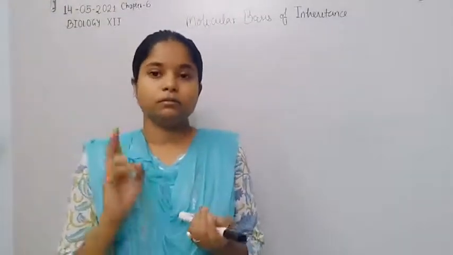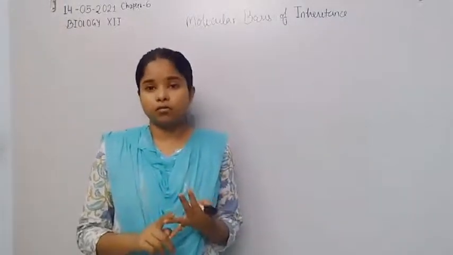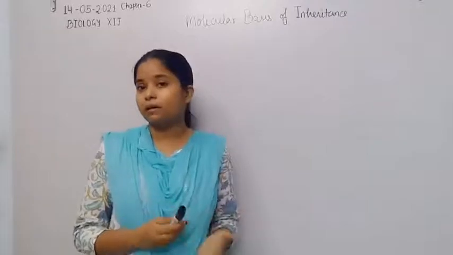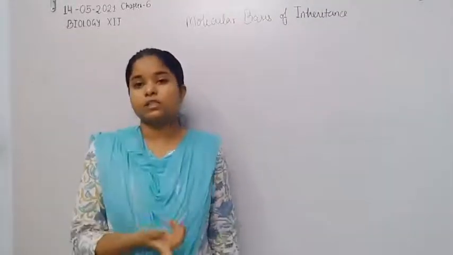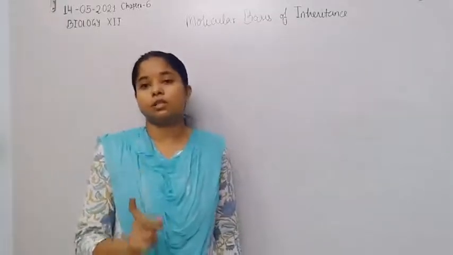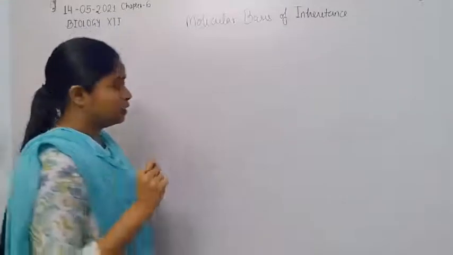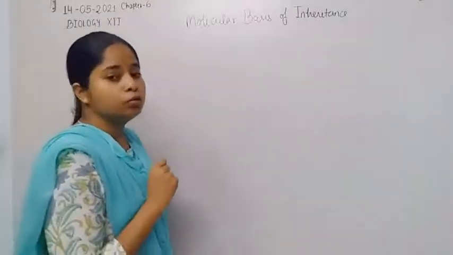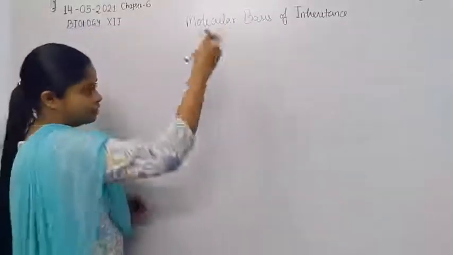That type of replication is known as the semi-conservative nature of DNA, because the DNA has one parental strand and one newly synthesized strand after the synthesis process. So in this class we discuss the experimental proof of the semi-conservative nature of DNA.